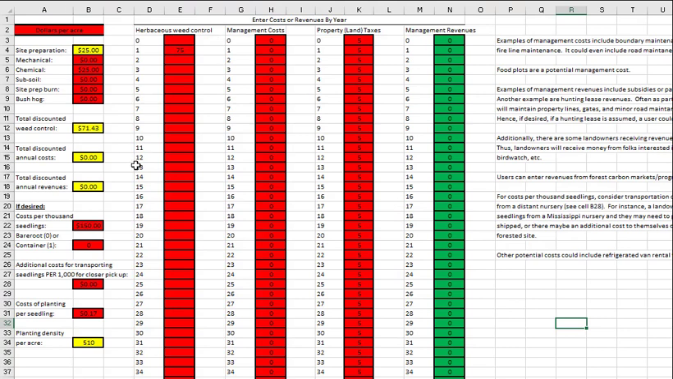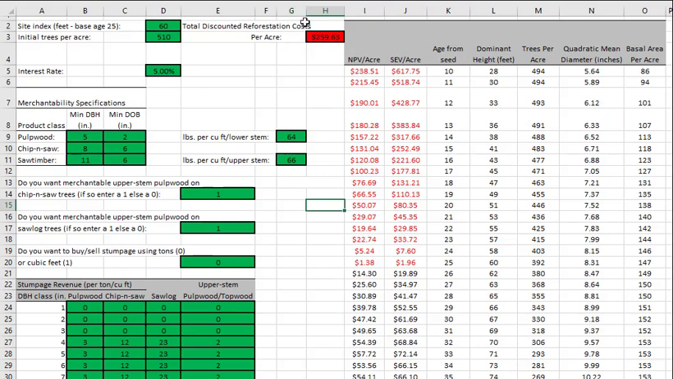And then we can come to management cost and revenues, and here you can enter in the cost for various reforestation, site preparation activities. You can have herbaceous weed control treatments, other management costs such as property taxes, other management costs such as perhaps fire lane construction or maintenance, and then management revenues such as say carbon credit revenues or hunting leases. And then you can enter in your cost per thousand seedlings, whether bare root or container. And then if you do have some additional costs, say for instance, you're purchasing seedlings from Georgia to plant in Mississippi, what's those additional costs? And then your cost per seedling to plant.